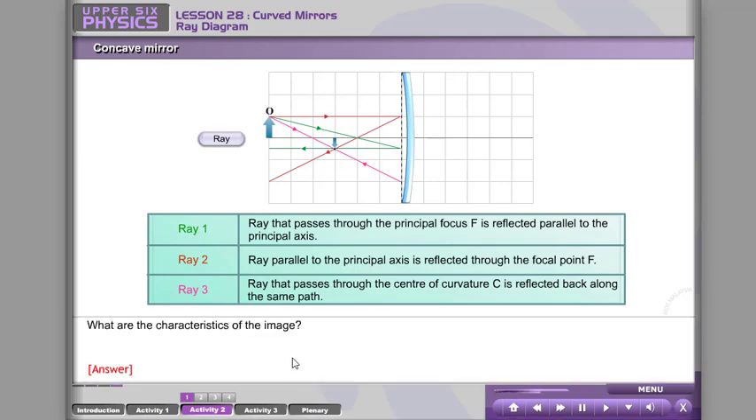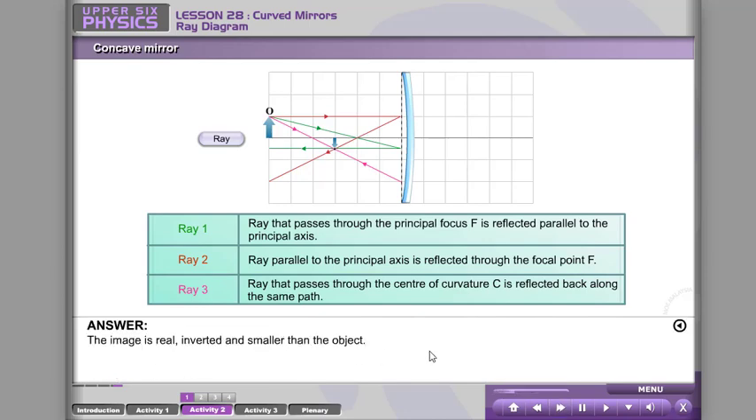What are the characteristics of the image? Answer: the image is real, inverted and smaller than the object.